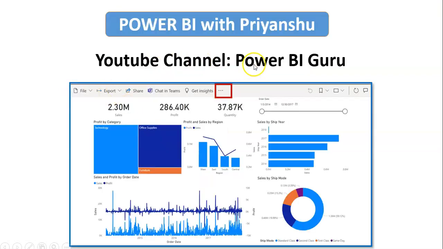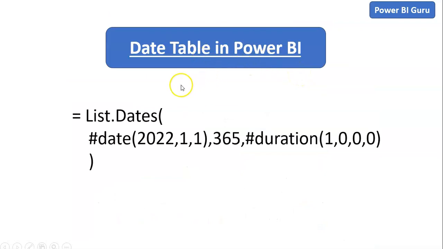So this is the date table in Power BI, and what is the syntax of this text query? This is List.Dates. Here we give the starting date, and then how many numbers we need to increase that date. For 1 year it is 365, for 2 years 2 into 365, like that. And then the duration, which means the interval. Here we have given 1 day, which means each day it will increase.